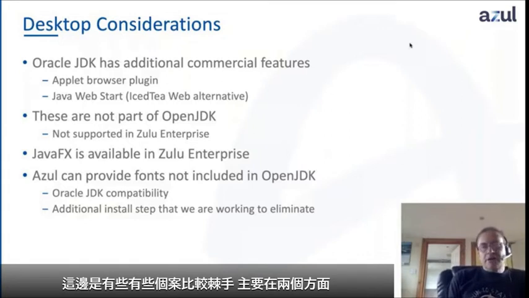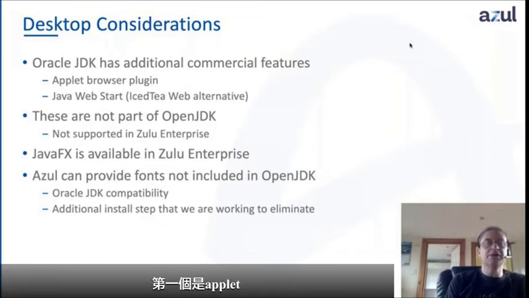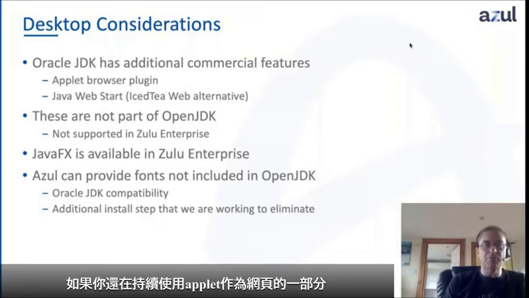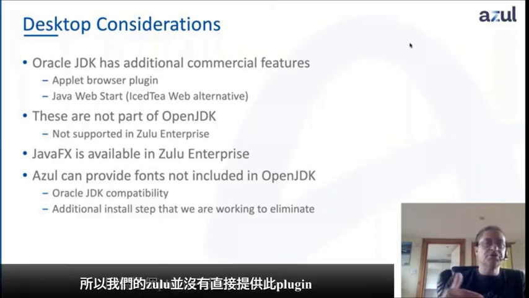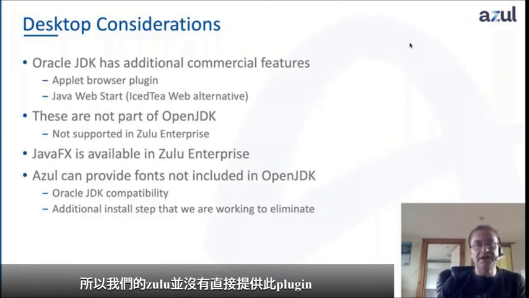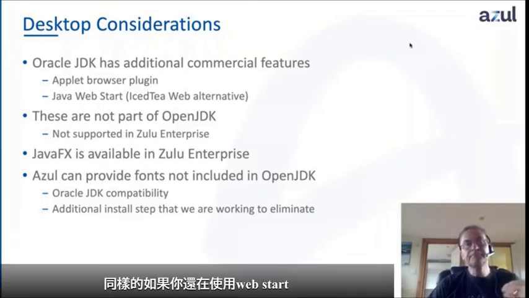Desktop considerations. This is one area where, as Leo mentioned, there are some edge cases and corner cases that can be a little bit tricky, and desktop is one of those. Two things in particular. One is applet support. If you're still running applets within a web browser, the plugin is not open source, so there is no equivalent to that. Because we provide OpenJDK builds, we don't include the browser plugin in that.